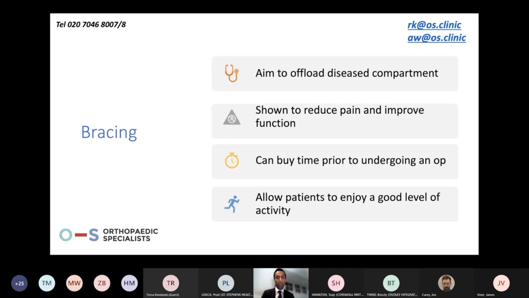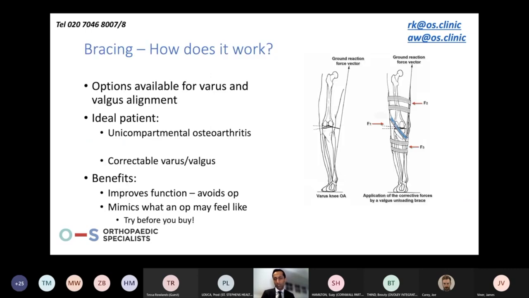So how does bracing work? Well, this is just an example of a varus knee with medial osteoarthritis. Effectively what the brace is doing is applying forces over three defined areas to open up the part of the joint which is painful. You can see from the simple diagram, and a lot of people have seen braces like this, applying a force on the medial side on both the femur and tibia, and laterally at the level of the knee joint, can open up the medial compartment of the knee.